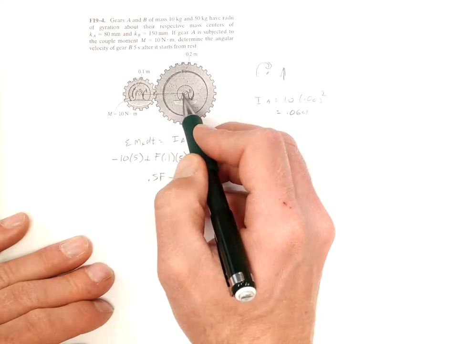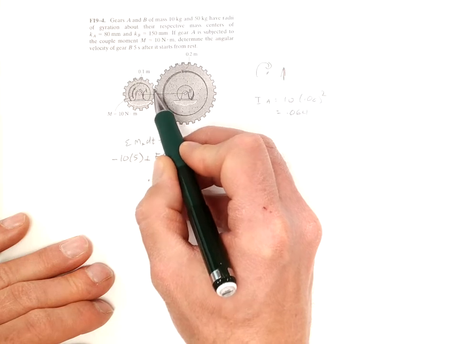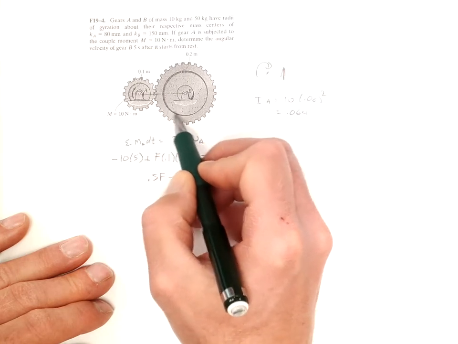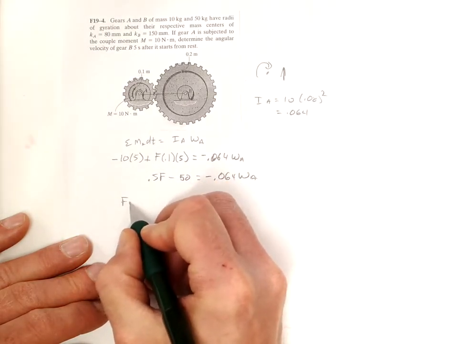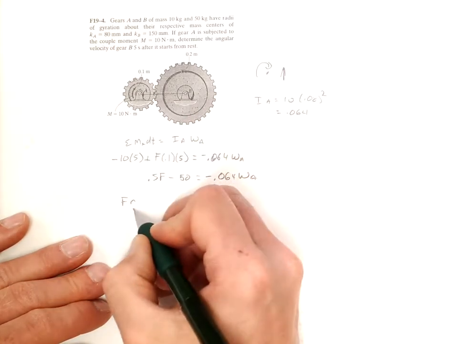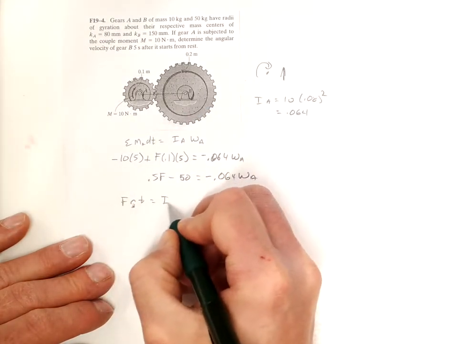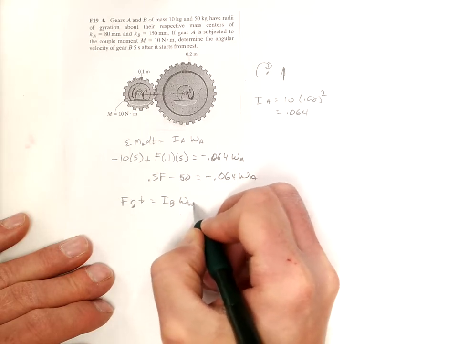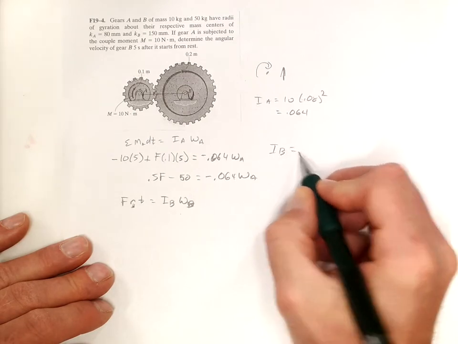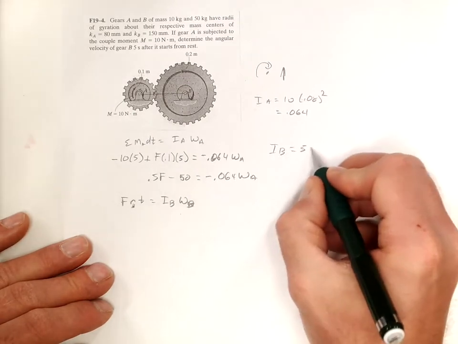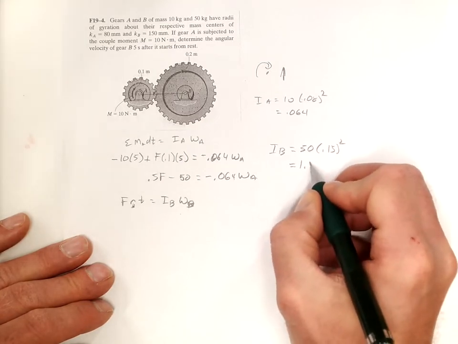Now looking at gear B, it's going to have a force down right there. This gear is pushing down on that one, so it's going to cause rotation that way. So that same force times the radius of the bigger gear B times time again will be equal to I_B times omega B. So let's solve: I_B is equal to 50 times 0.15 squared, so that's equal to 1.125.